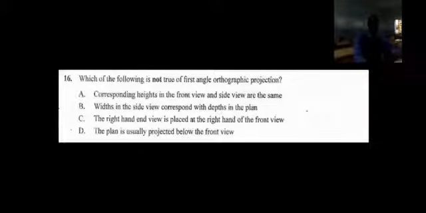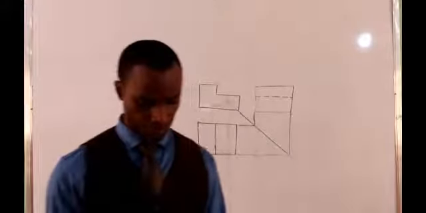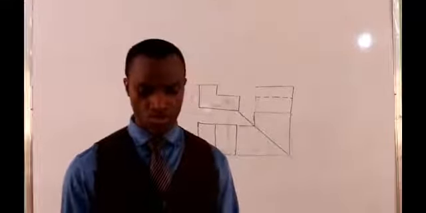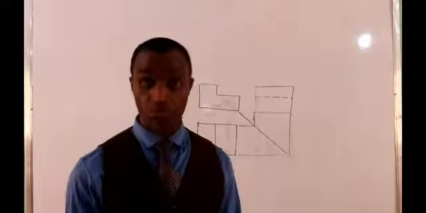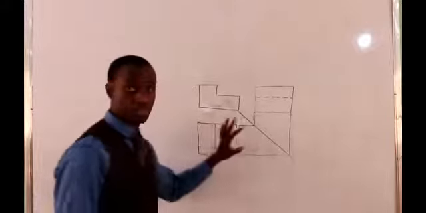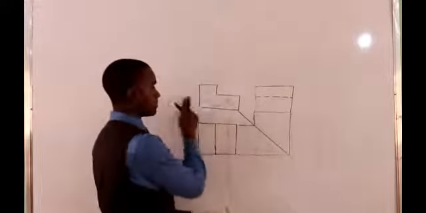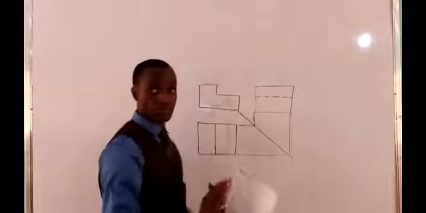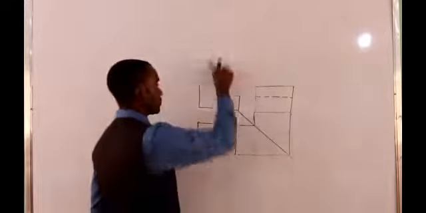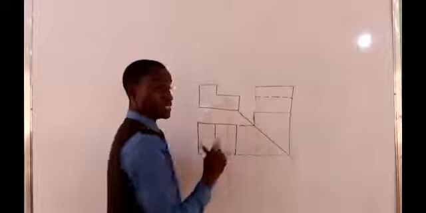Question number 16 requires an illustration for us to be able to answer it correctly. Of course, it's very important. Which of the following is not true of rectangular orthographic projection? I have this projection to help me explain this. You see that this, if you look at it from here, this is what you see. It is rectangular projection. If you view from the top, this is what you're going to see. It is what?